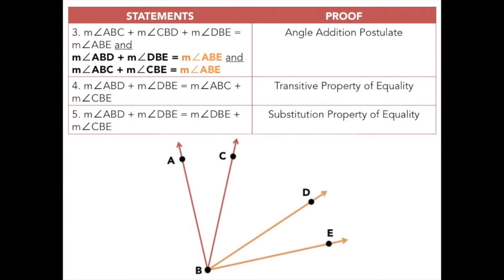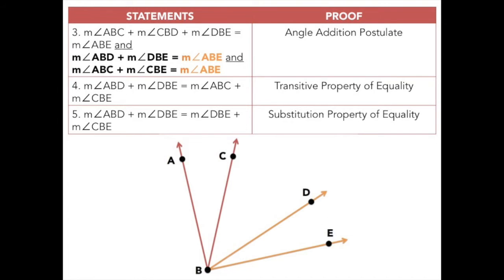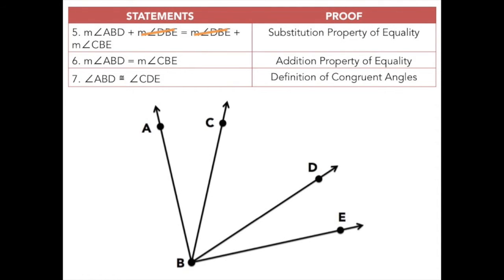Since the measure of angle ABC is equal to the measure of angle DBE, we can replace angle ABC with angle DBE. This is known as the substitution property of equality. We can now cancel measure of angle DBE on both sides of the equation. This leaves us with measure of angle ABD is equal to measure of angle CBE. This is supported by the addition property of equality.